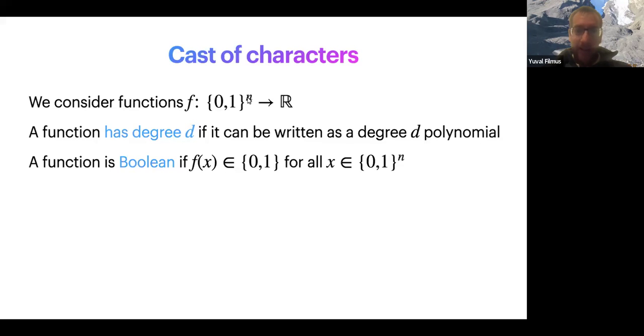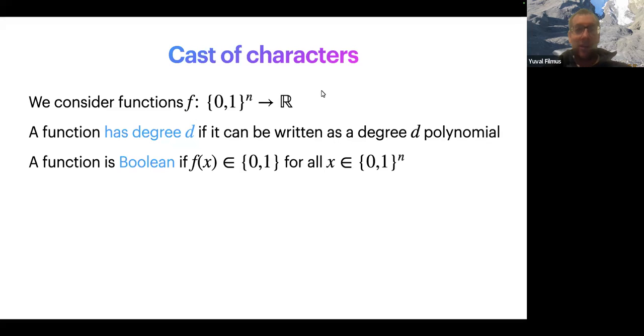So our functions are going to get as input n bits. A bit is either 0 or 1, and they're going to spit out some real number, okay? And we really think of them as polynomials. Functions on the Boolean cube, {0,1}^n, you can really think of them as the same thing as multilinear polynomials. And more than that, every function on {0,1}^n has a unique representation as a multilinear polynomial. And the degree of this polynomial is the same as the degree of the function.